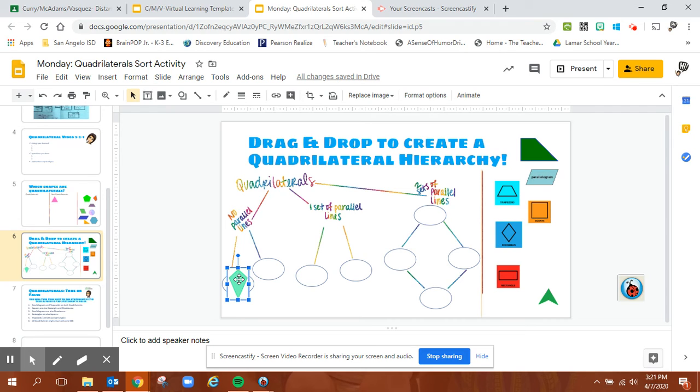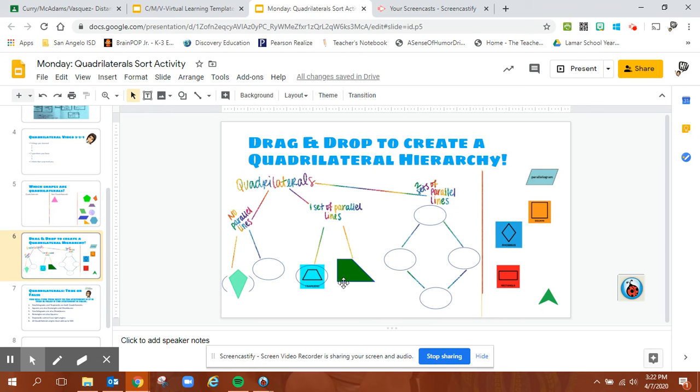Okay? Now if I remember back to my notes, I talked about a trapezoid has 1 set of parallel lines. So I'm going to put that right there. Okay? And if you notice, there's another trapezoid right here. It looks very similar, but if you notice right here, this trapezoid has a right angle, right? It has a 90-degree angle right there. That's going to be important in the next slide, because it's going to ask you, can a quadrilateral have a 90-degree angle? And that is a perfect example of a 90-degree angle.